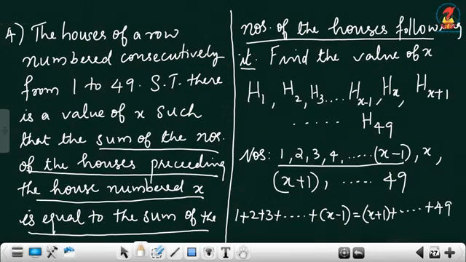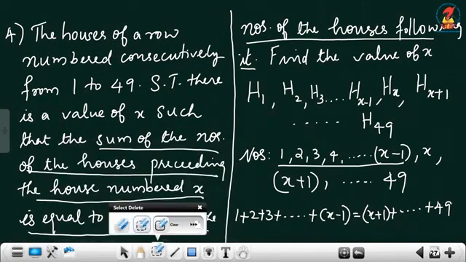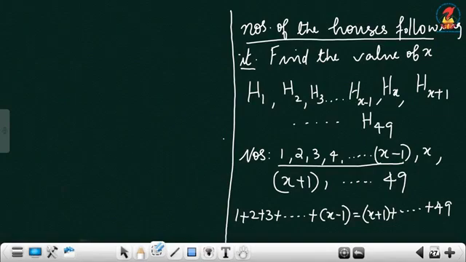The sum of the numbers of the houses preceding x is equal to the sum of the numbers of the houses following it. That means 1 plus 2 plus 3 plus etc. plus x minus 1 is equal to x plus 1, x plus 2 etc. plus 49. We need to find the value of x.